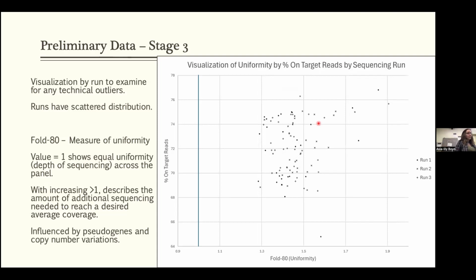Fold 80 uniformity is a measure that tells you as you increase from the value of 1, you need more sequencing to reach a desired average coverage. So the synthetic controls coming into the right-hand side there is within reason of what we would expect because they're not a full genomic complement. They're missing a lot of genes that are in a normal genome. They're just a synthetic subset. But this was also another visualization. So this is the exact same data points from the previous slide, except by run number instead of by sample type, just to ensure that there isn't any one particular run that suffered a dropout in coverage.